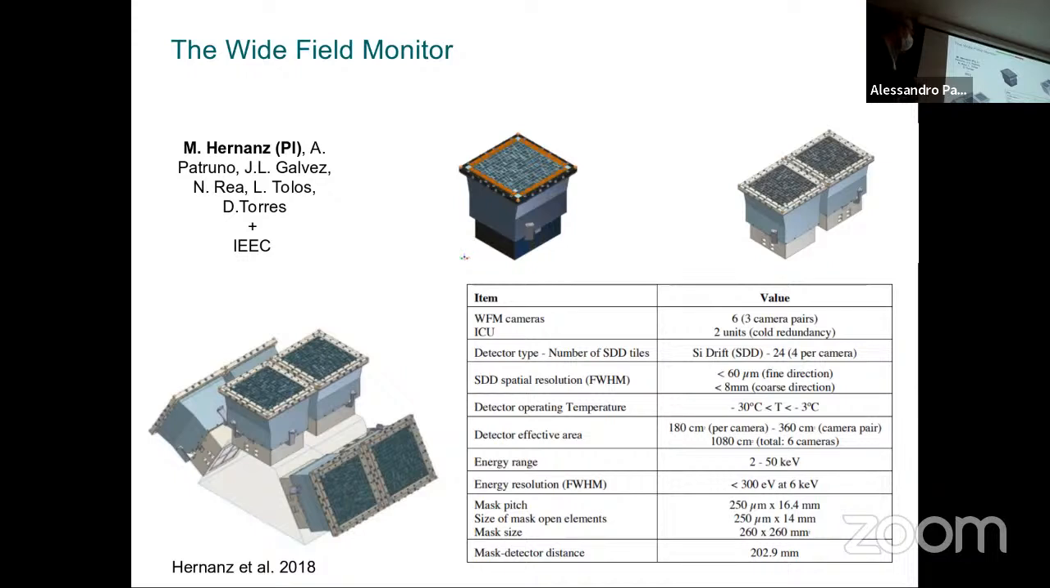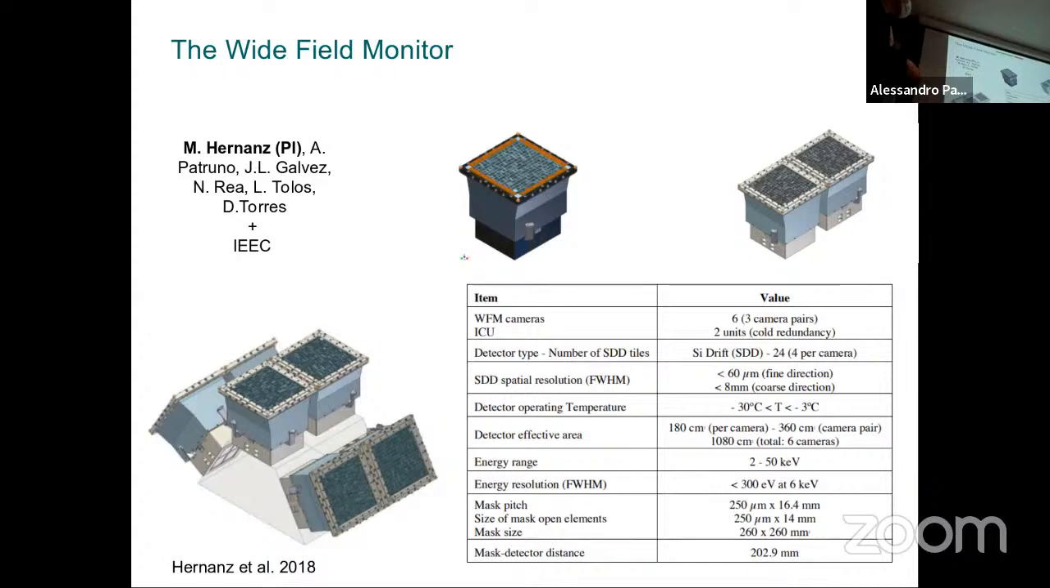And the final instrument will have 6 of them in pairs. And if you calculate the total collective area, this is about 1,000 square centimeters, which is quite huge. Of course, they point in different directions, so your sensitivity will not be with the whole effective area because it depends on where the rays come from. But this gives you a decently high sensitivity for a wide field monitor.